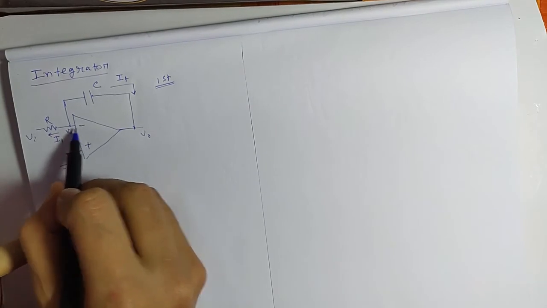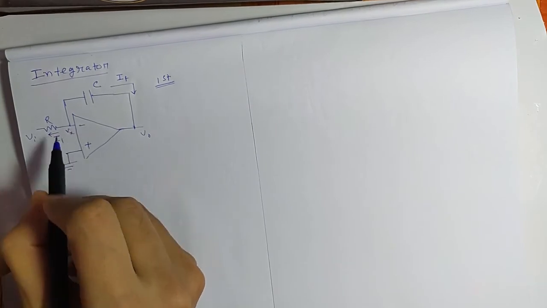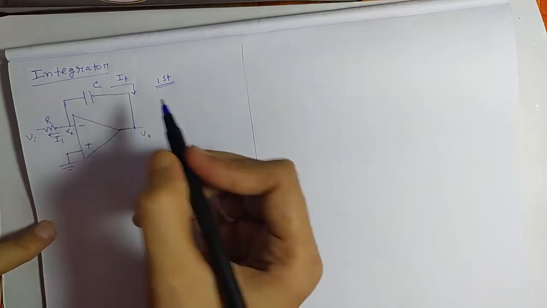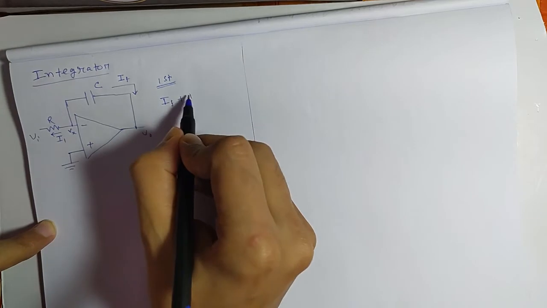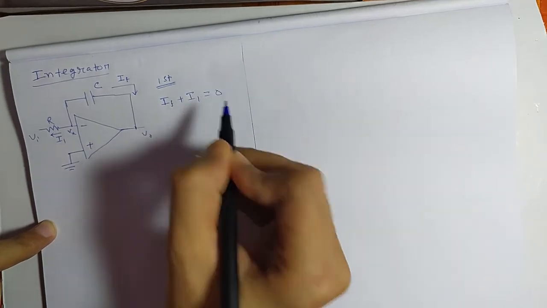Now from KCL we know the summation of these two currents. The input current of the op-amp is 0. So the summation of I1 and IF is equal to 0. IF plus I1 equals 0.